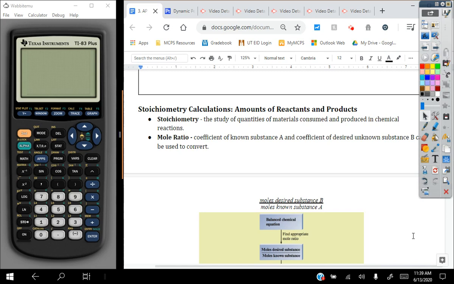In the last lesson, we covered balancing chemical equations and the law of conservation of matter. And now we're moving on to mole ratios and gram-to-gram conversions. So this will allow us to calculate different quantities of materials consumed and produced in chemical reactions, which is the definition of stoichiometry to begin with.